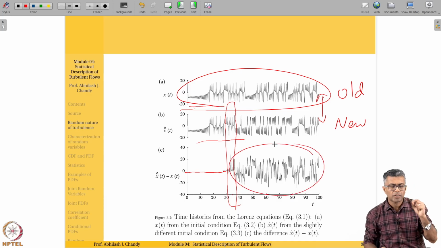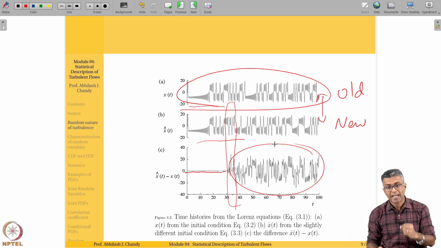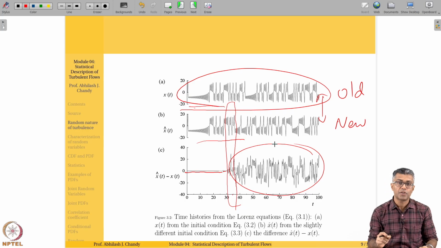So a minor change in initial condition, although initially it stayed the same and did not bring about a significant change, after some time started to really fluctuate wildly. It started to show those differences. And that's what I'm talking about. It is this sensitivity to initial conditions that turbulent flows exhibit, that you wouldn't see in laminar flow.